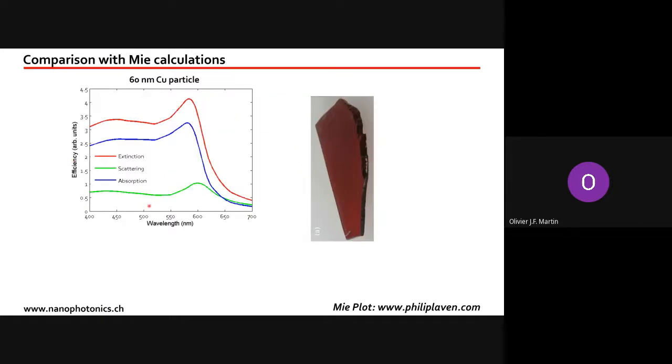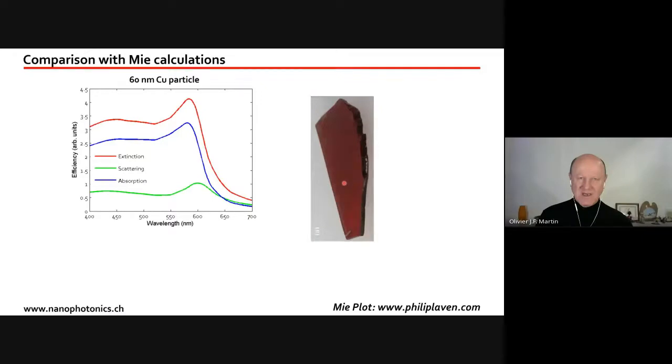From the scattering cross-section of a small copper nanoparticle, you can actually compute the color, and there is a very good agreement with the reddish color that we observe with our experiment on this little piece of glass.